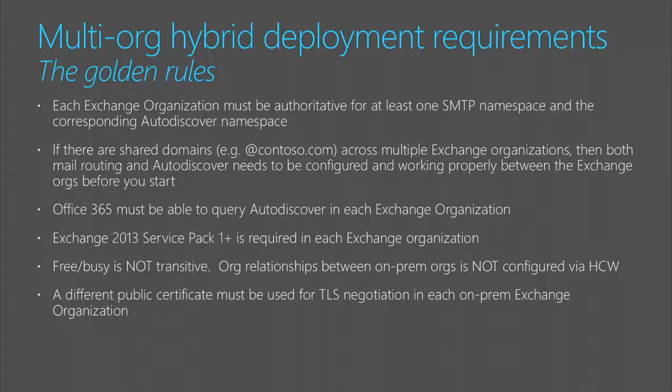If you do that, you need to have at least a unique namespace for target addressing. It would break your mail flow, it would break your free/busy flow, so you have to have a unique Autodiscover endpoint and target address for each of your forests, okay?